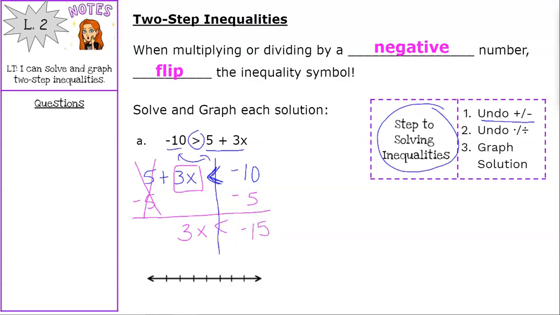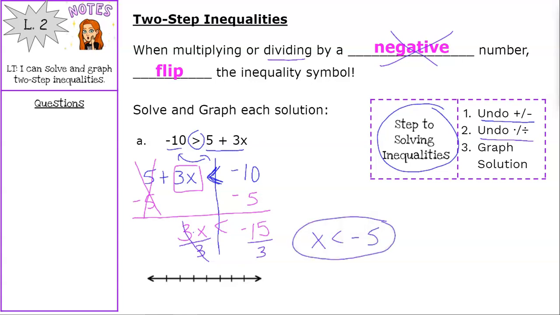Again, feel free to use your calculator as needed. The next step is to undo multiplication and division. We have multiplication. We're taking x and multiplying it by 3. So we're going to undo that by dividing by 3 on both sides. Since we are dividing by a positive, not a negative, we don't have to worry about flipping. So we have x is less than negative 15 divided by 3, which is negative 5. So we put negative 5 in the middle, negative 4 on the right, negative 6 on the left. It's just less than, so it's an open circle, and we shade in the less than direction.